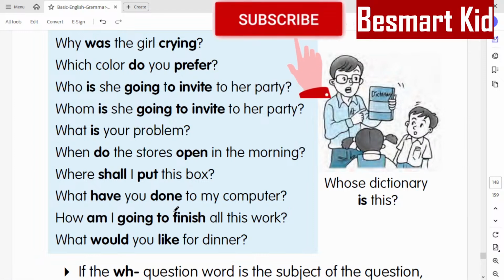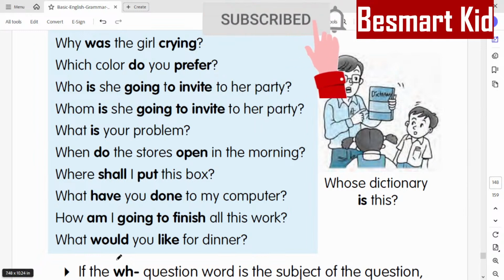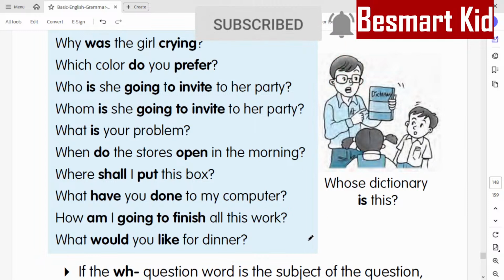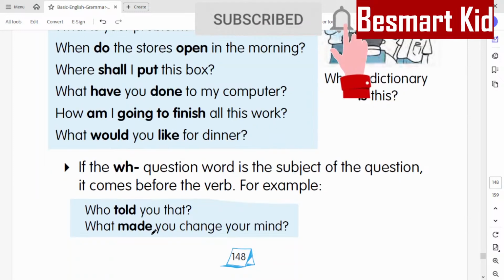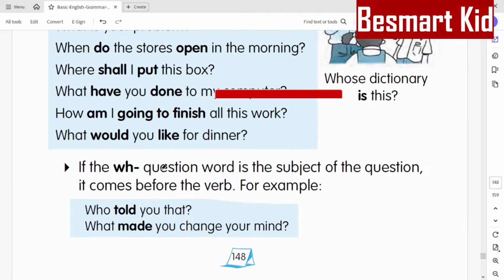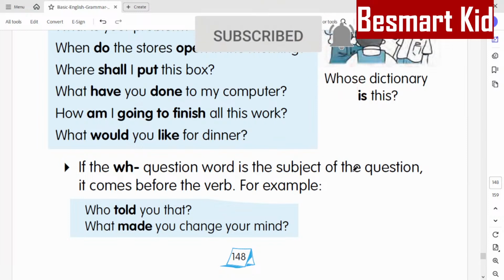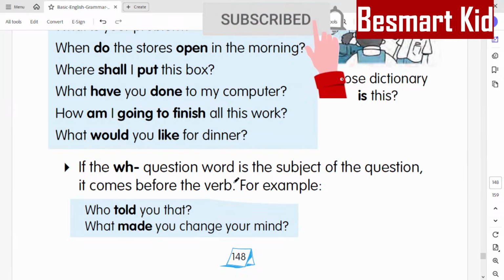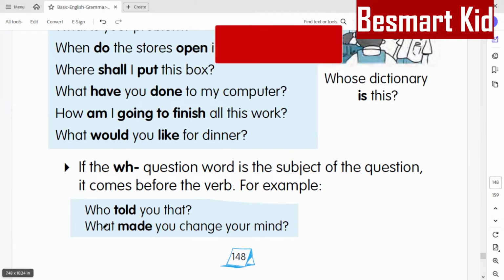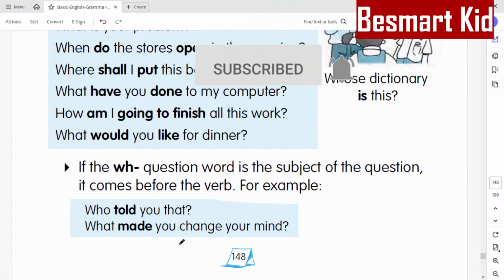How am I going to finish all this work? What would you like for dinner? Whose dictionary is this? If the WH question word is the subject of the question, it comes before the verb. For example, who told you that? What made you change your mind?